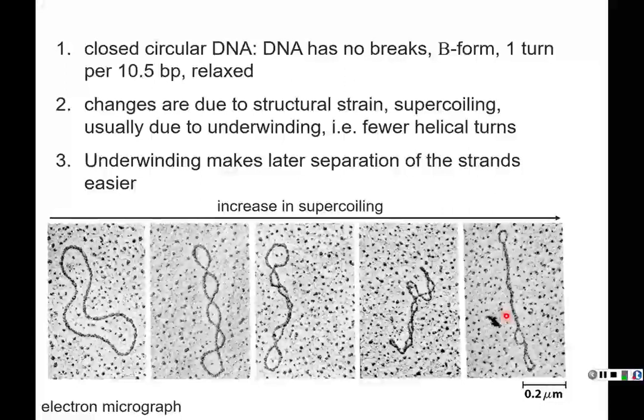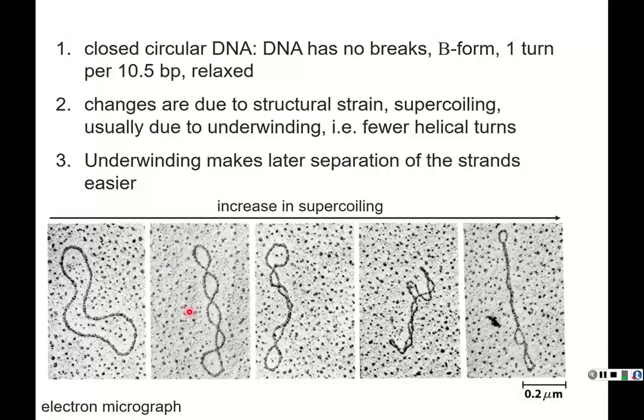So closed circular DNA, again, in the B form, is termed relaxed. There's one turn per about 10.5 base pairs in that helix. Changes are going to be due to structural strain. Supercoiling is usually due to underwinding, and that means there are fewer helical turns. Underwinding makes later separation of the strands easier.